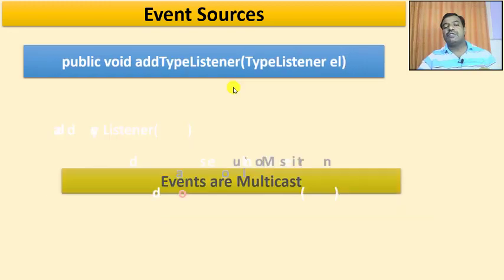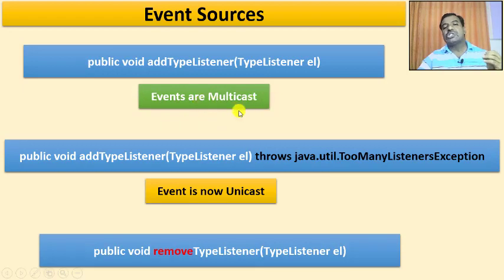But there is a certain situation where you don't want multicast to happen. You want one source to have only one listener. That is what you want: a unicast, not multicast. If that's the case, I'll use the same function, but I need to add an exception handler, where this method will throw java.util.TooManyListenersException. Now you can register only one listener for the specific object.